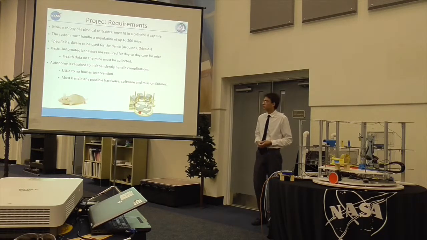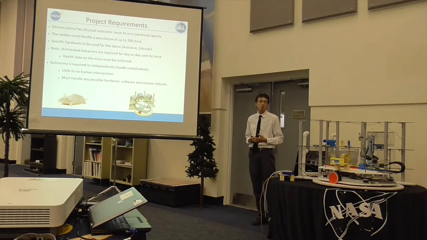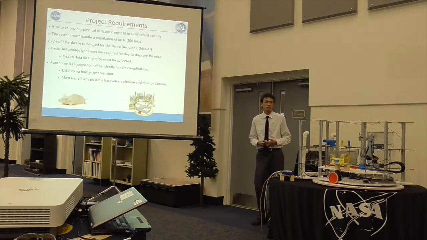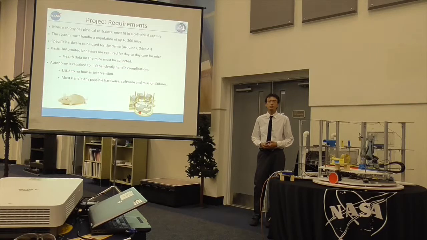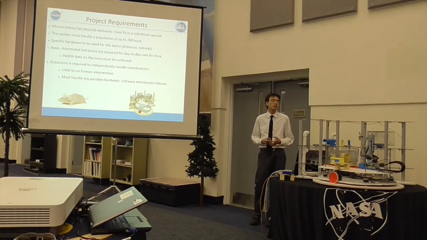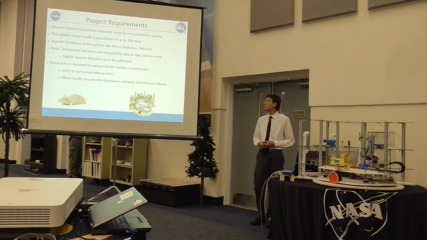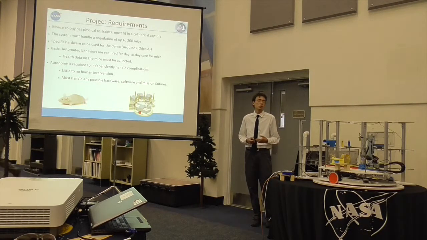So, project requirements. Here are some of the project requirements. We have, obviously, the colony has physical constraints. We can't launch everything up into orbit that we want to launch. It has to handle a large population of mice. The idea is that there would be multiple generations of mice born and living in this kind of situation. So the system, as we design it, has to be able to handle long durations without human contact.